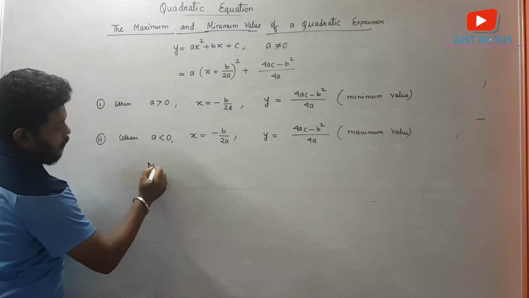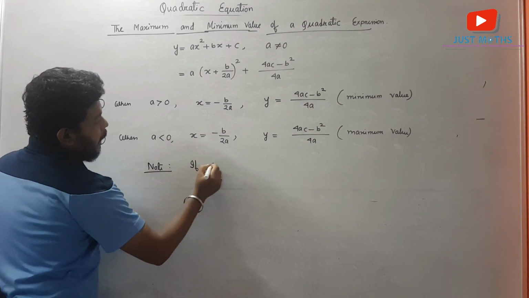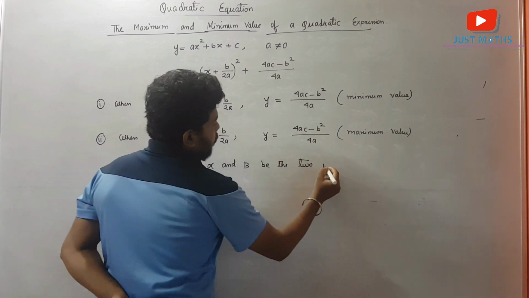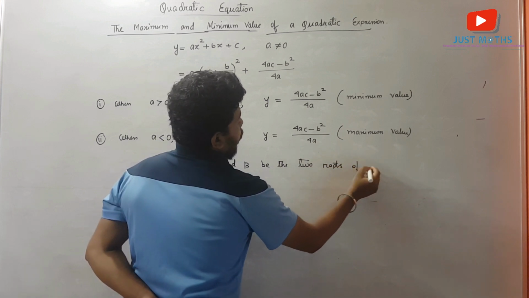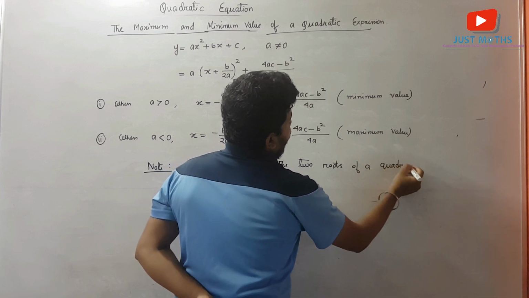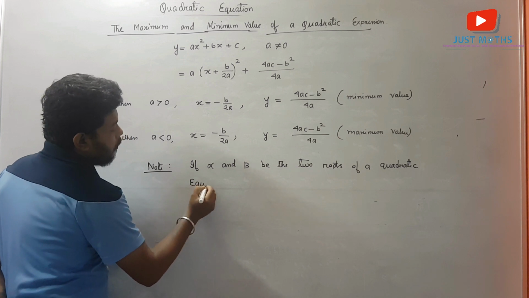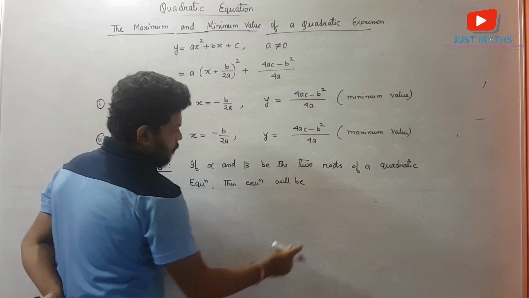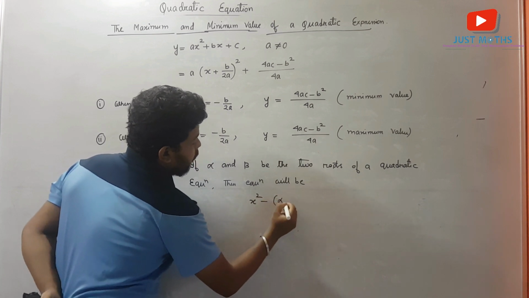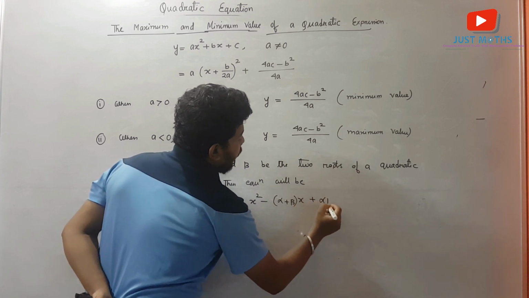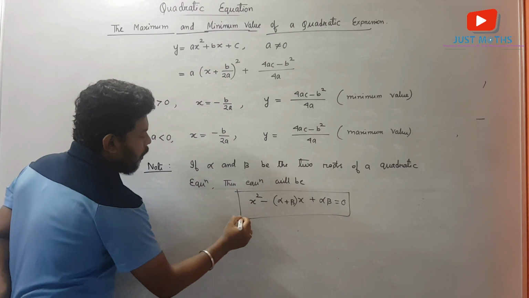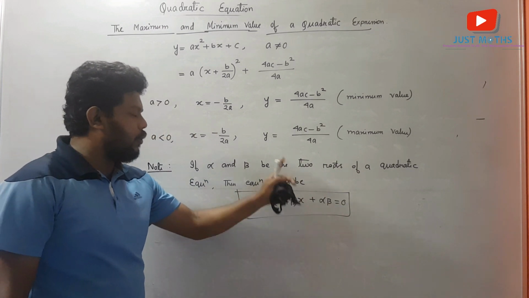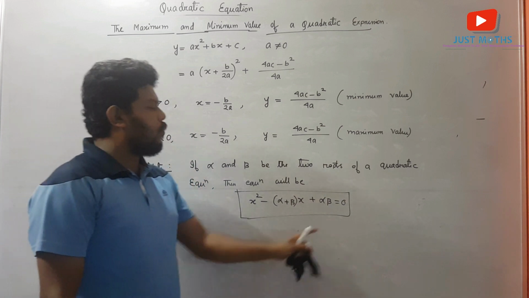Note 1. If alpha and beta be the two roots of a quadratic equation, then the equation will be x square minus alpha plus beta into x plus alpha into beta. If you are given the roots of the quadratic equation, then you can find the equation of this type, x square minus alpha plus beta into x plus alpha into beta. We can easily find the quadratic equation.